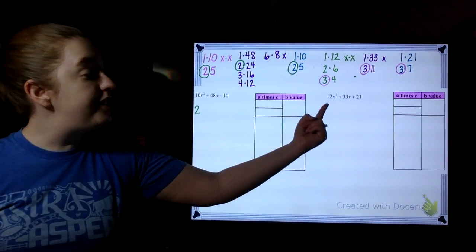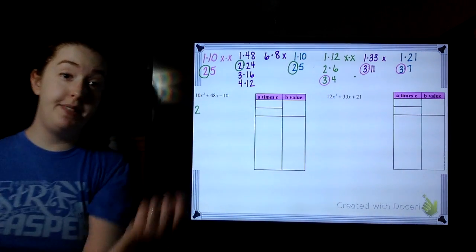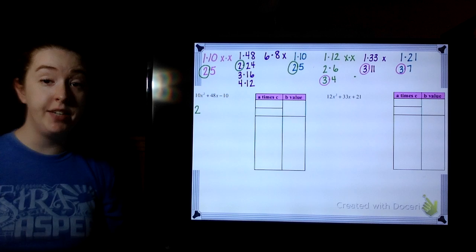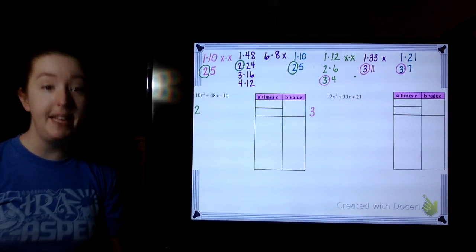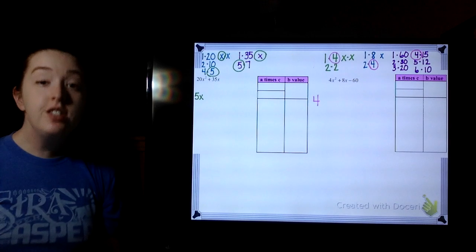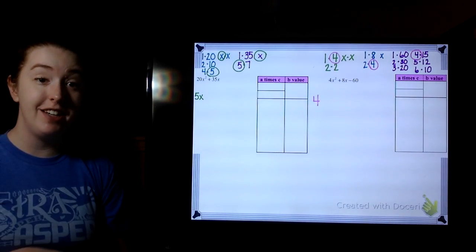My first term has 2 x's, my second term only has 1, and my third term doesn't have any, so I can't factor out any x's. My greatest common factor is going to be 3. So now let's go through and actually factor out that greatest common factor.